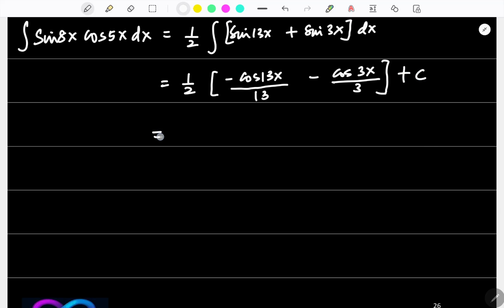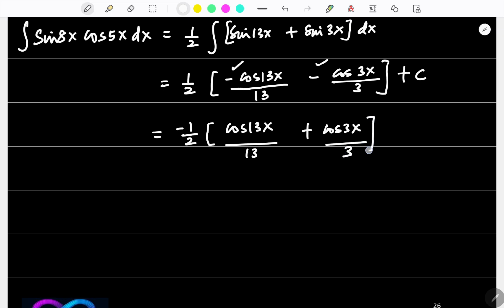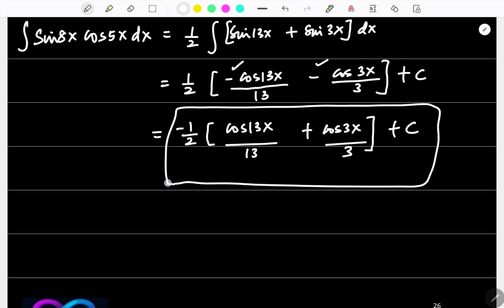So let me simplify in a good way. There is a minus, I can take it out. So minus 1 by 2 I can take it out, which is cosine 13x divided by 13 and then plus cosine 3x divided by 3. It is not a must, but it looks beautiful, right? So plus integrating constant c. So this is your answer. Clear all of you?